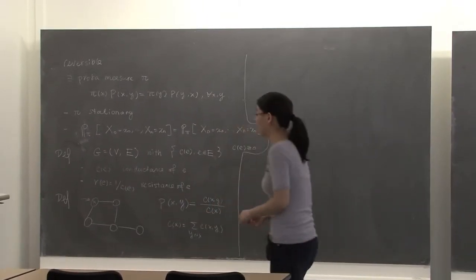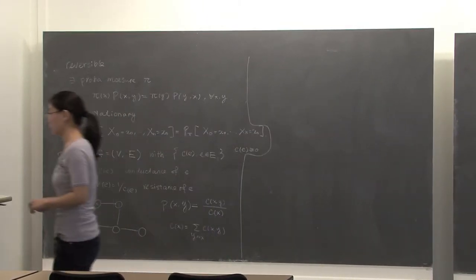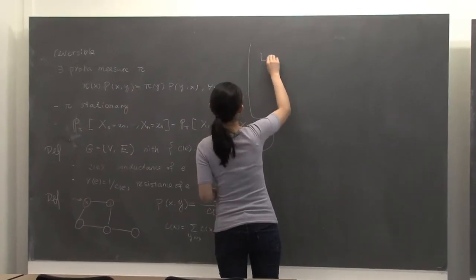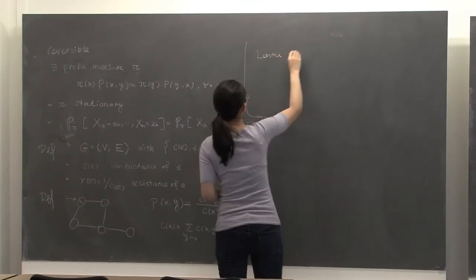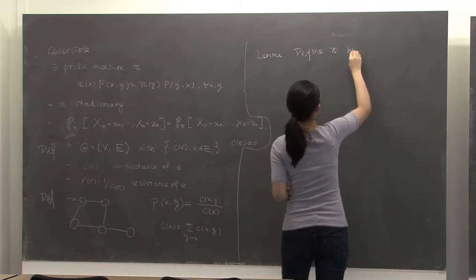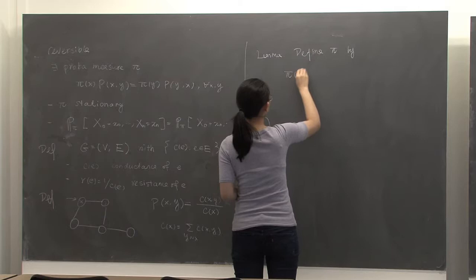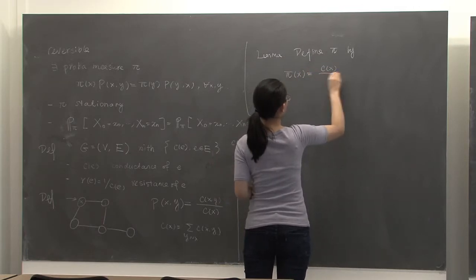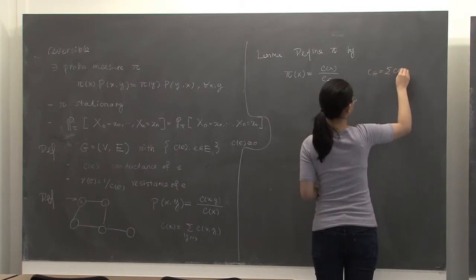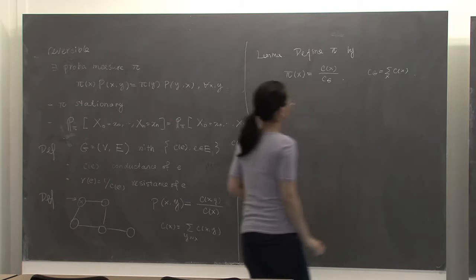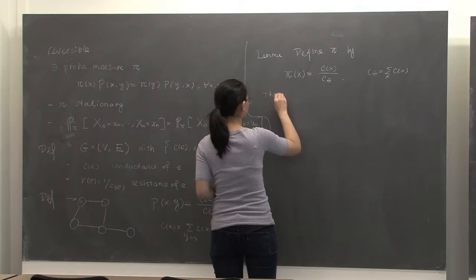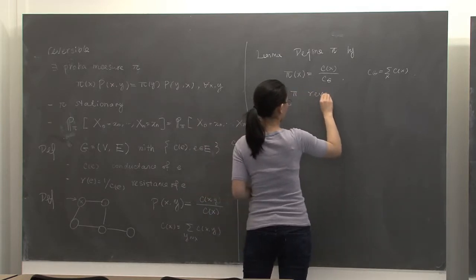And for this weighted random walk on the network, we can easily check that there is a probability measure that is reversible. So, lemma: we define a measure pi in the following way. So in this way, we define a measure. And then this measure pi is reversible.